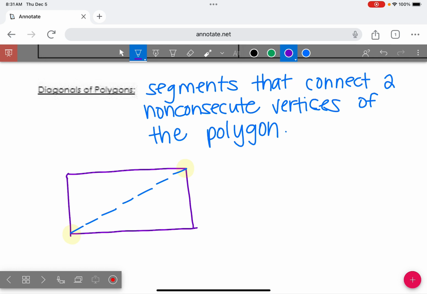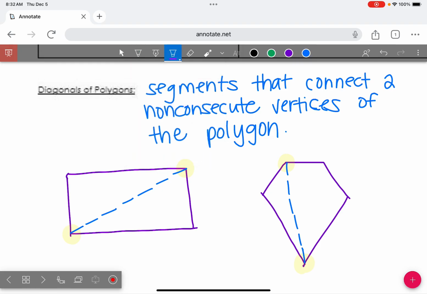Let's draw one more example. Let's do a pentagon. So we're going to connect two non-consecutive vertices. So for example, I could connect this one and then another one that is not next to it. So maybe I connect it to this one. If I draw a line that goes between those two vertices, we call that a diagonal.